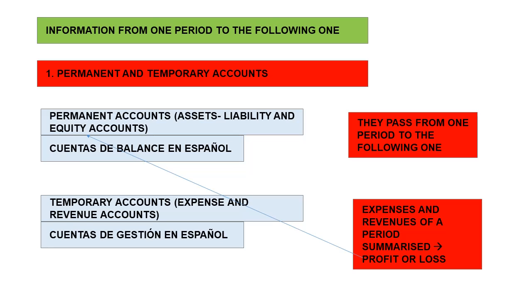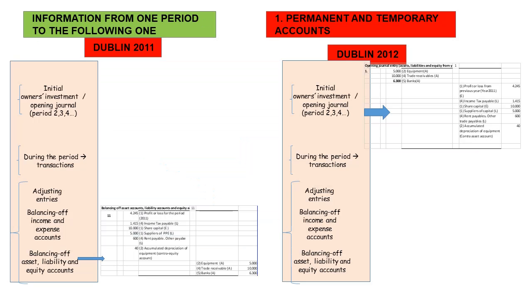The balances of accounts that pass from one period to another are the balances of permanent accounts, that is, assets, liability, and equity accounts. However, the balances of expenses and revenue accounts don't pass from one period to another. Instead, they are summarized into the profit or loss, which is an equity account, and it passes from one period to another. Let's see this idea through an example, Dublin 2011 and Dublin 2012.